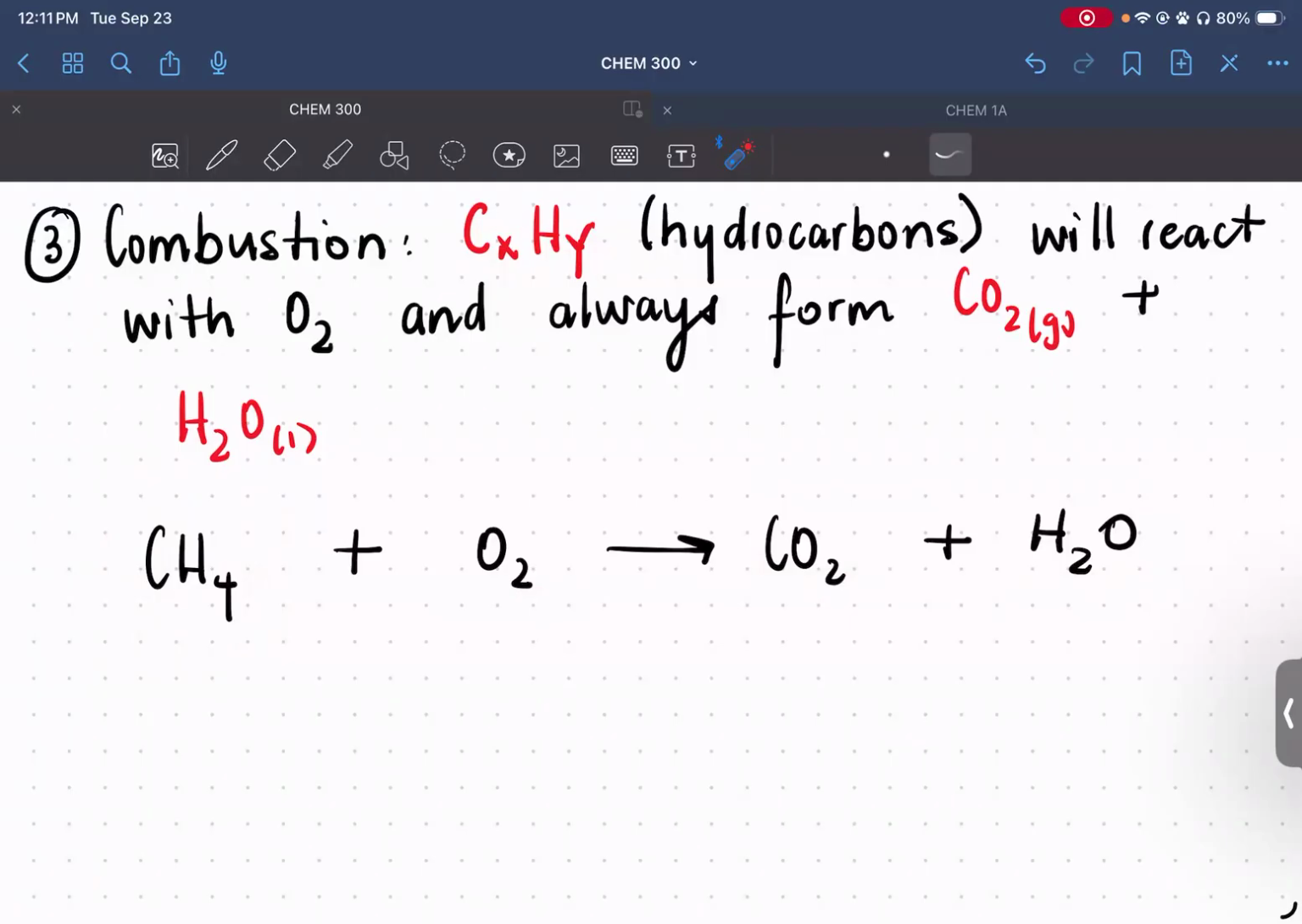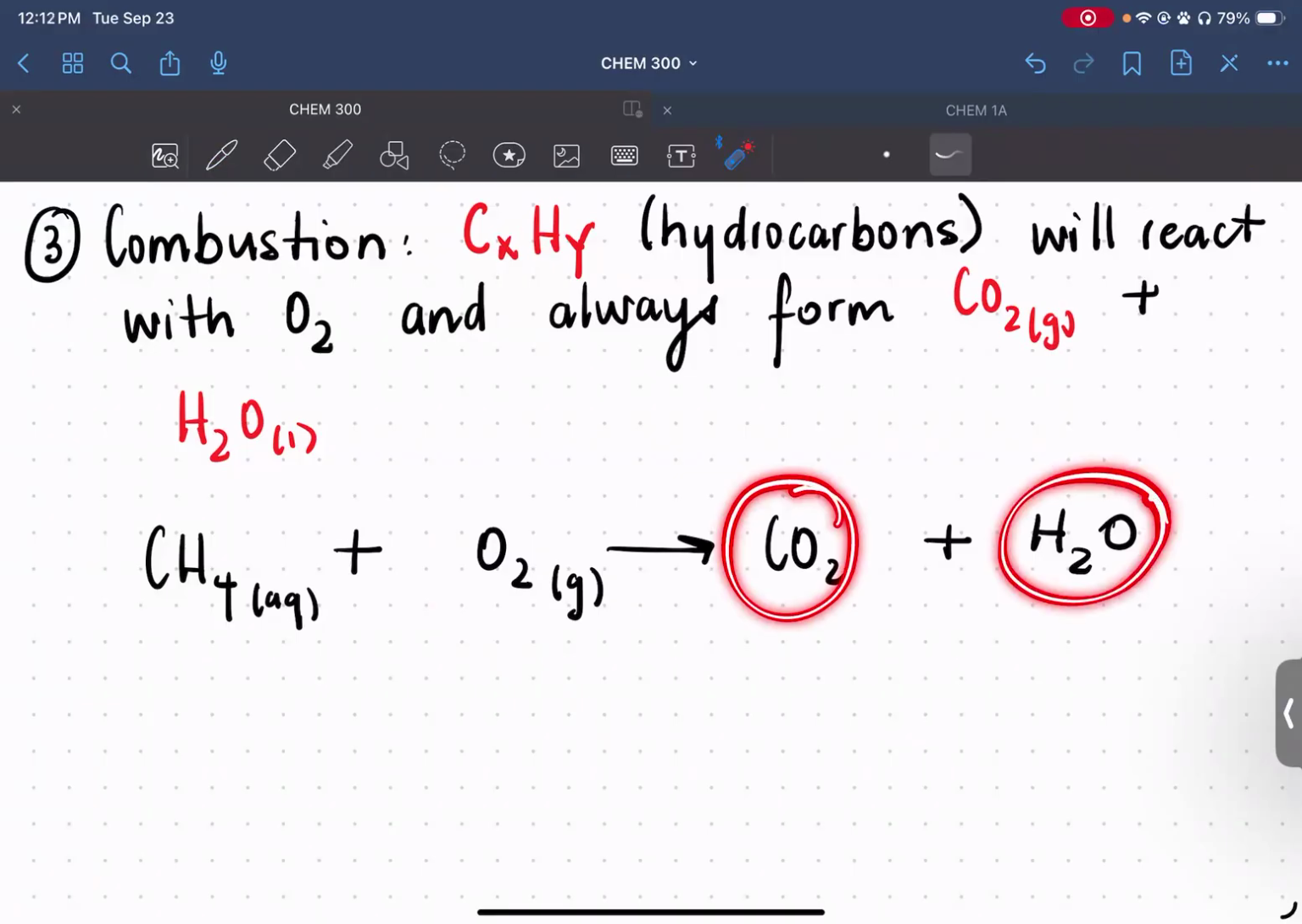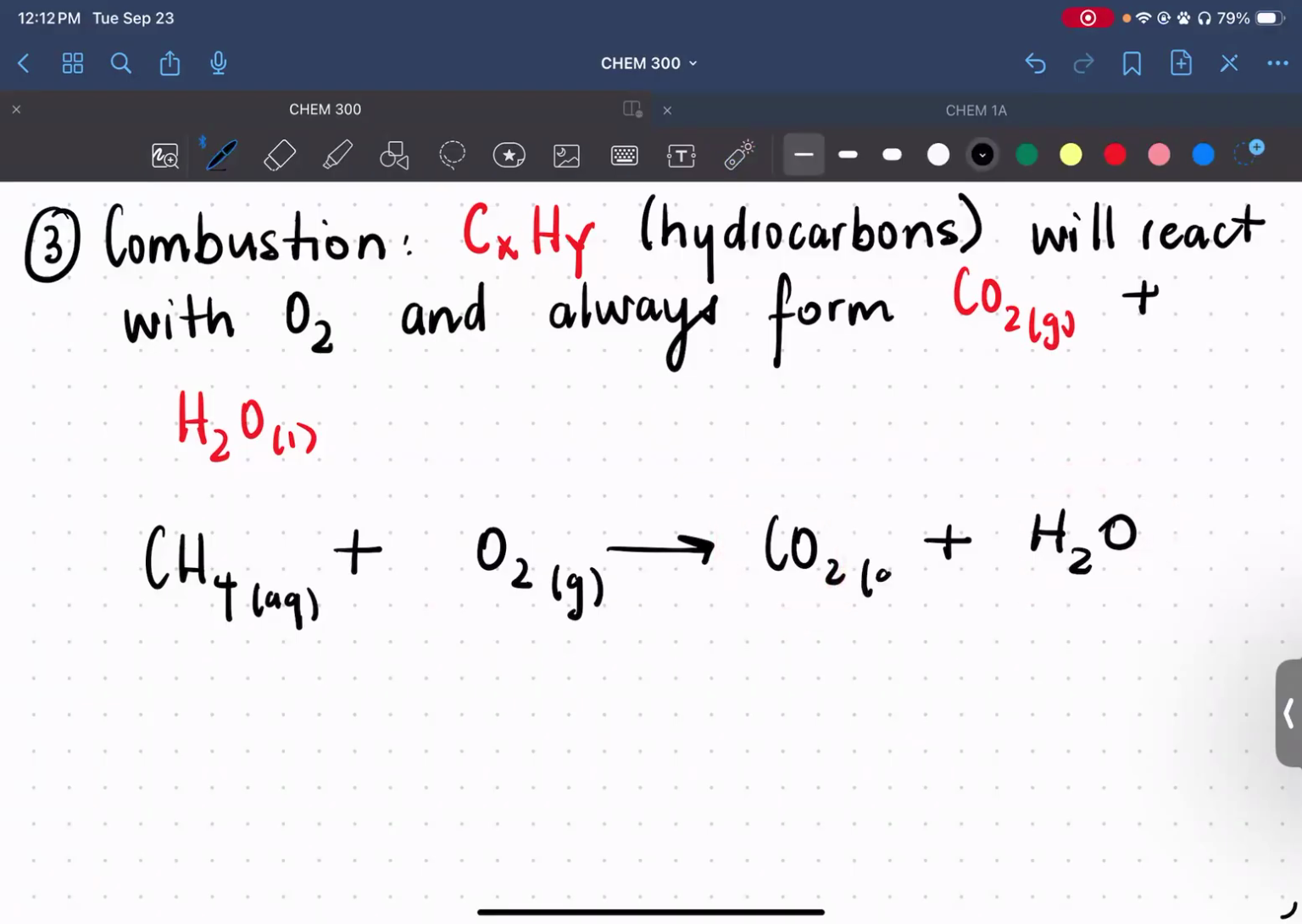Let's do state symbols first because that's more straightforward. We all have our tables in front of us. CH4 contains a group 1 cation, aqueous. O2 is diatomic element, that's a gas. And you should already know that CO2 is a gas and water is a liquid. So the state symbols are easy. The state symbols are straightforward here.